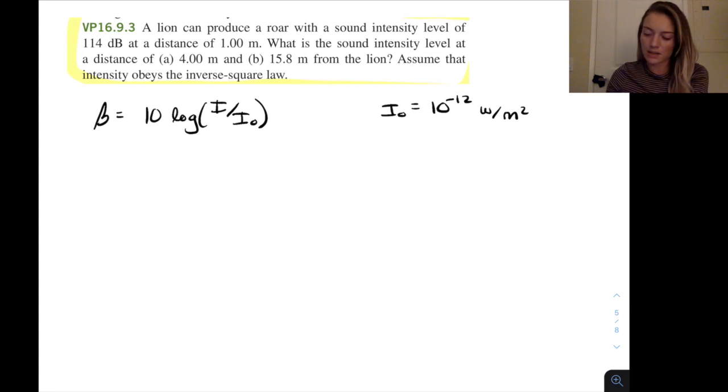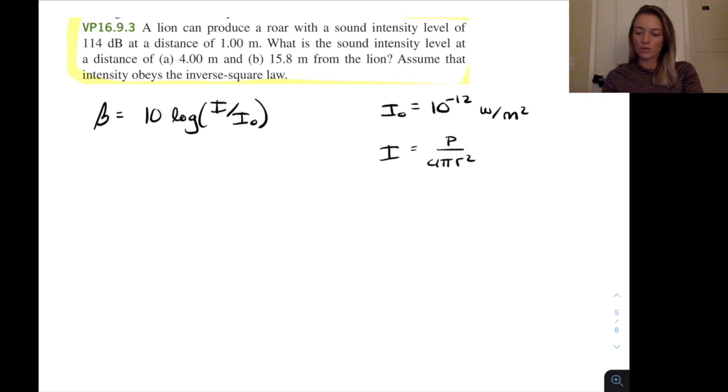So the first thing I said was, okay, I know the sound intensity level is 114 decibels, 1 meter away from the lion. So I know beta. I know I naught because it's just a constant. I don't know the intensity of the lion's roar 1 meter away, but I know what intensity is, right? It's the power divided by 4 pi r squared.